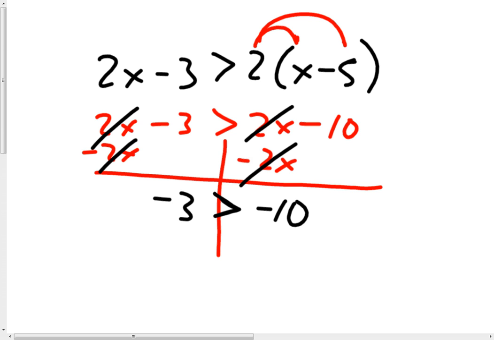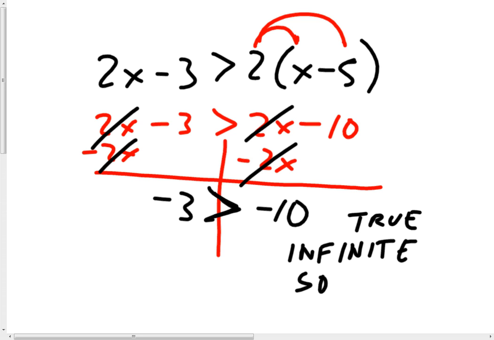Just like with equal signs, we have to decide, is this true or false? This is true. Think about a number line. Is -3 closer to 0? Yes. -10 would be further to the left. If it's further to the left, it's less than. So -3 is bigger than that. What does that mean? Infinite solutions. -3 is greater than -10.